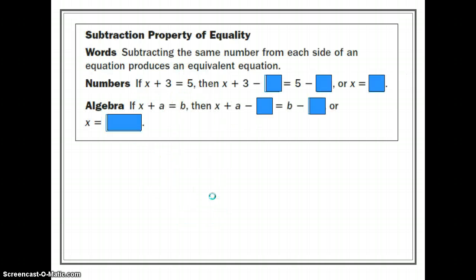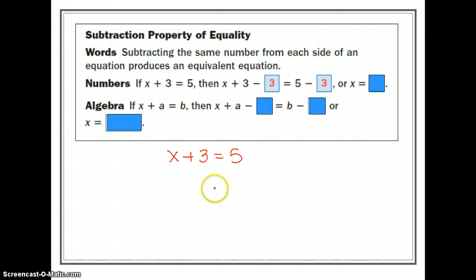Subtraction property of equality. Subtracting the same number from each side of an equation produces an equivalent equation. You have x plus 3 equals 5. So I can subtract 3 from both sides of the equation, and that's going to get you an equivalent equation. They like to do things horizontally. I'm going to show you how to set it up vertically.